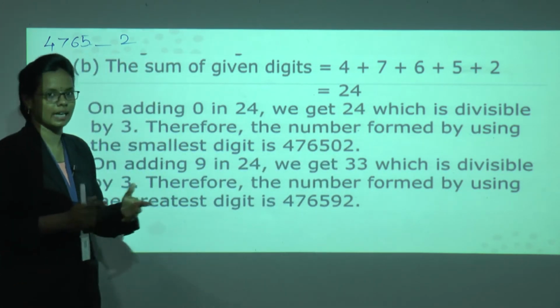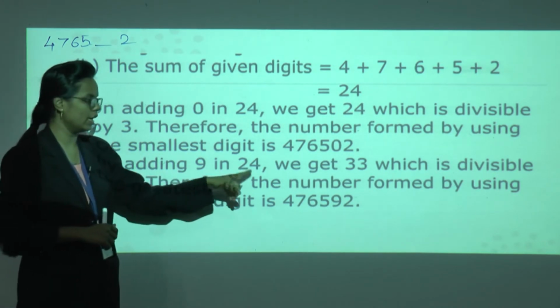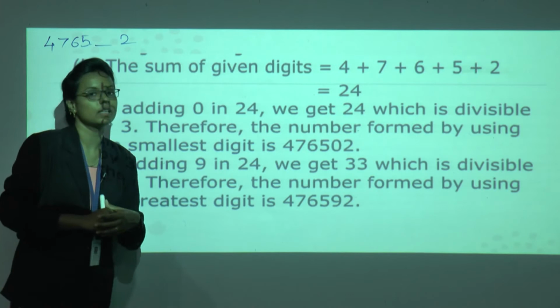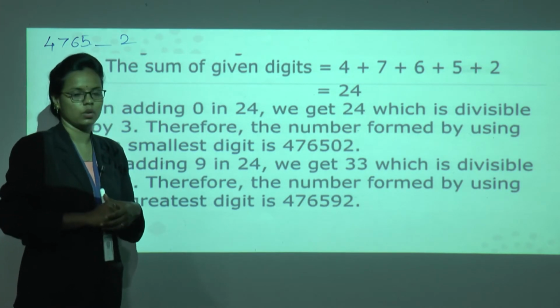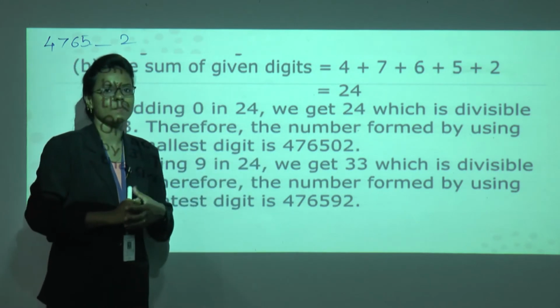Now we have to find the greatest digit. The greatest one-digit number is 9. Okay, if we add 9 to 24, we get 33.